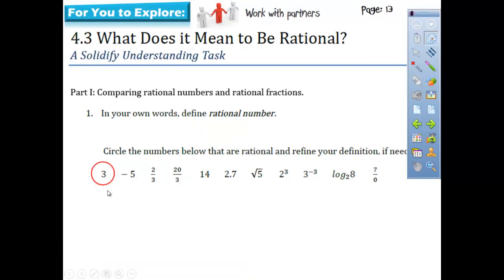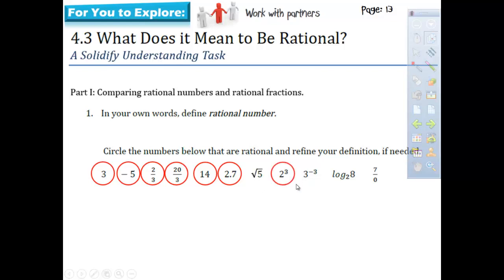Alright, so 3 is obviously a rational number because it can be written as a fraction. So is -5, 2/3, 20 over 3, and 14. What about 2.7? Yeah, it's considered a fraction when you convert it to 7/10. So then what about the square root of 5? Well, that's an irrational number.